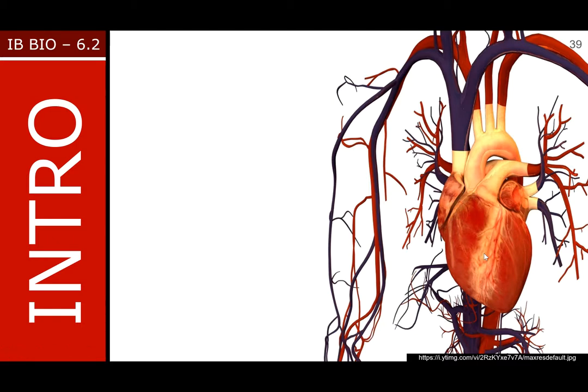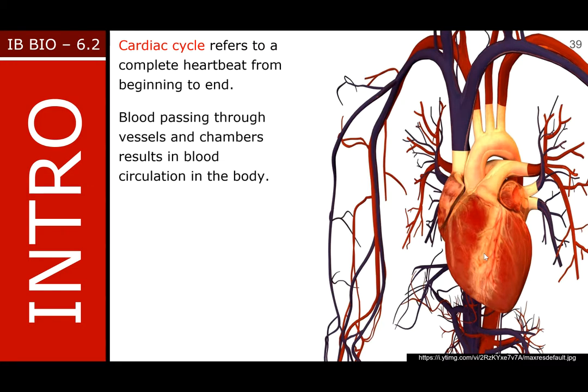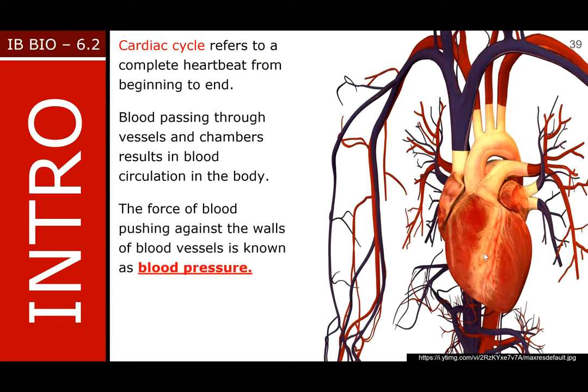Okay, so just as a refresher, the cardiac cycle refers to a complete heartbeat from beginning to end. Blood passing through vessels and chambers results in circulation in the body, right? And that was William Harvey who discovered that blood actually isn't consumed by your organs. It goes back towards the heart through your veins. He banded off his arm, right? And his veins popped out and he said, "Hey, if I'm cutting off circulation and I can see a vein bulging, that means that blood is trying to leave this area and go back to the heart." And he could prove circulation that way.